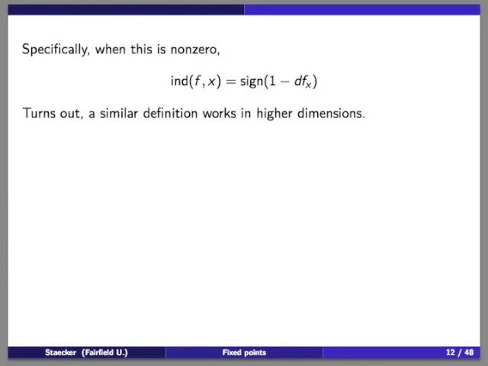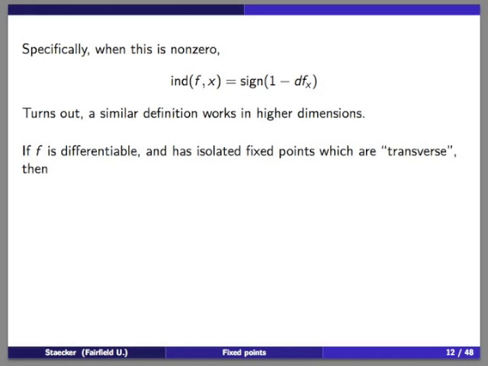So it turns out you can do a similar thing in higher dimensions. So it's very simple in dimension 1. In higher dimensions, if f is differentiable and it has isolated fixed points such that the intersections of the fixed points with the diagonal are transverse, meaning they have a generic sort of intersection, not a tangential intersection or anything strange like that, then you can define the index in this way: the sign of the determinant of I minus the derivative matrix, the derivative map, the linear map, where I is the identity matrix. All right, and you can see how this generalizes the dimension 1 case.